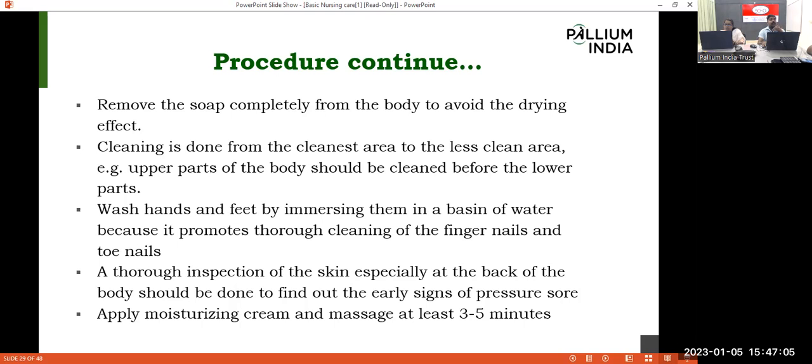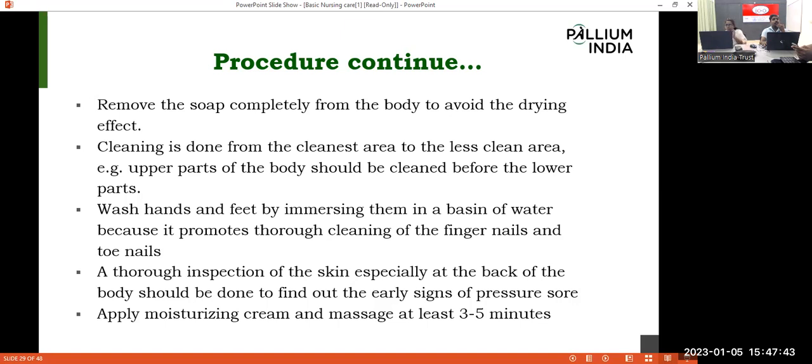Then after the bed bath, wash the hands and feet of the patient. Both palms and both feet we need to immerse in a basin of water, because we need to clean the wrist, palm, and sole of the feet thoroughly. These are all areas where thorough cleaning is needed. We also need to clean the nails, fingers and toes. So we immerse these areas in a basin of water and then clean them thoroughly.